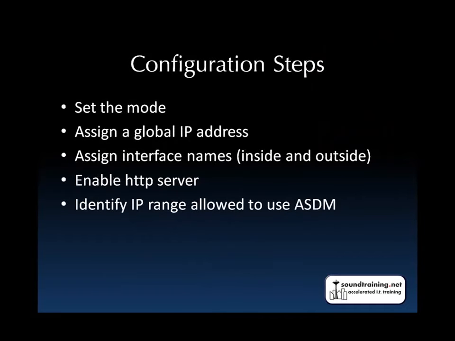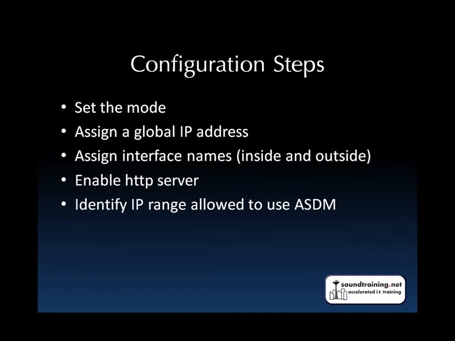Here are the configuration steps. It's really pretty straightforward. First thing is you set the mode, then you assign a global IP address to the device. You assign interface names. Typically you're going to use inside and outside, and when you do that, by the way, the firewall will, just like in routed mode, assign security levels to the interfaces. So it will assign a security level of 100 to the inside interface and 0 to the outside.